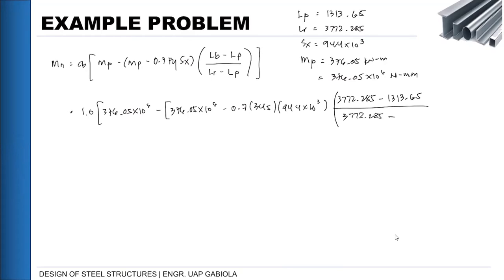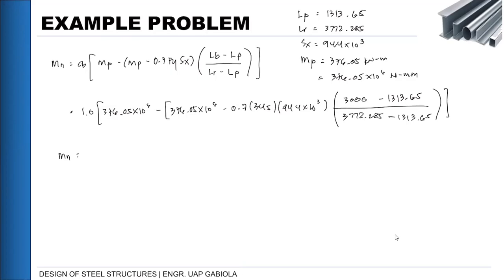Mali yung first ko dito, no? So this should be LB. So 3,000. Okay? Then this is LP, 1313.65. Okay? Then, so calculate lang natin. Then convert to kilonewton meter. Kung ano yung makukuha natin.